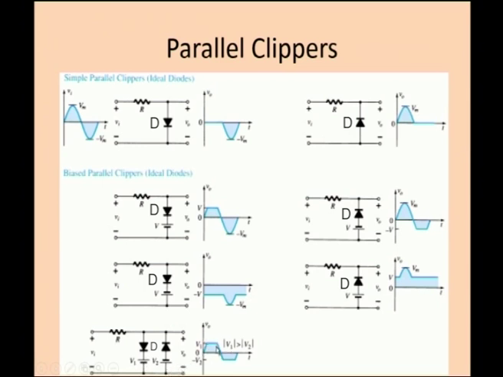The portions beyond the positive and negative peaks are clipped off. You can orient the diode as well as change the polarity of the reference voltage. So, we can get the desired voltage level at the output.